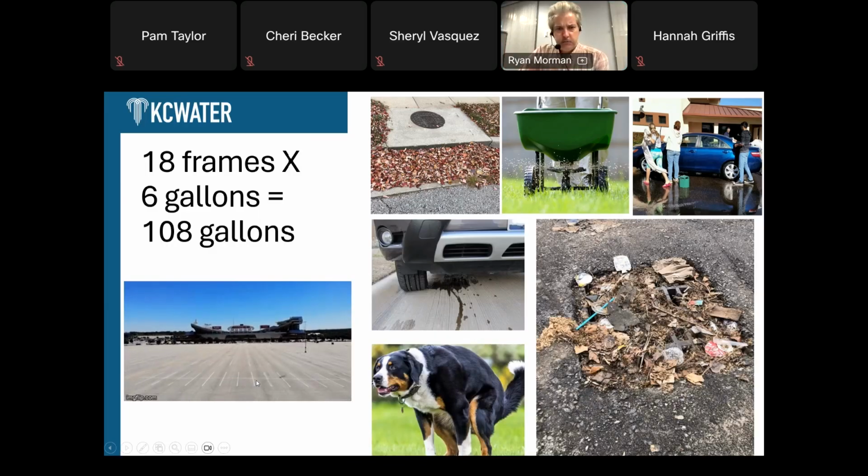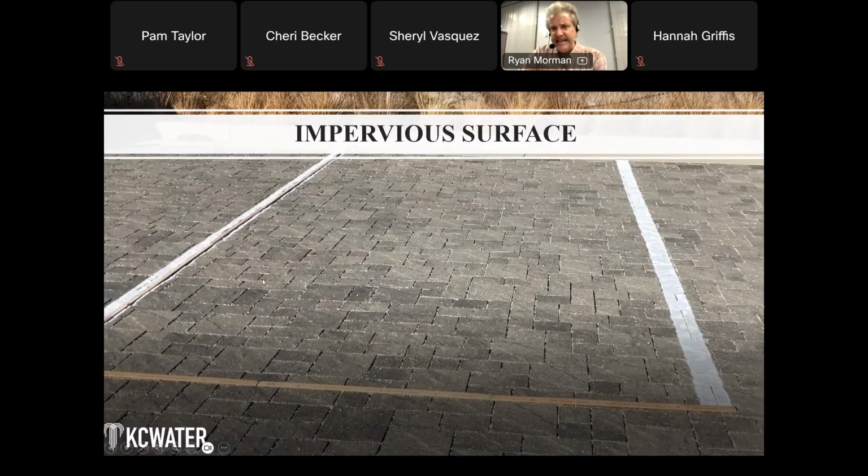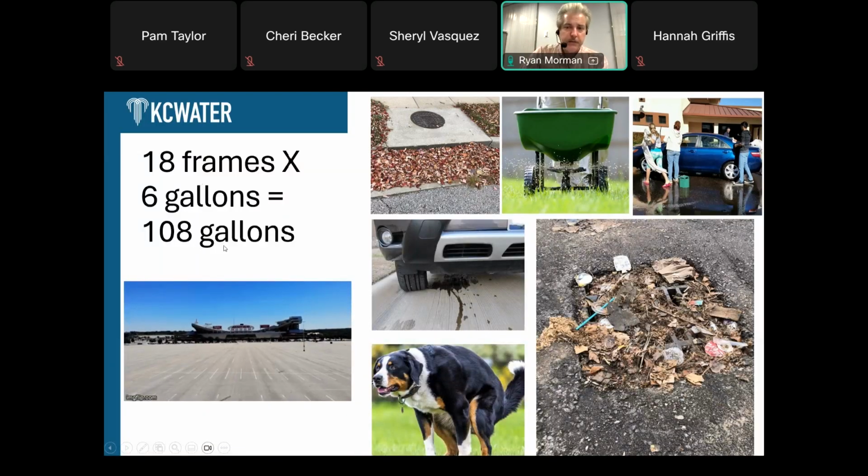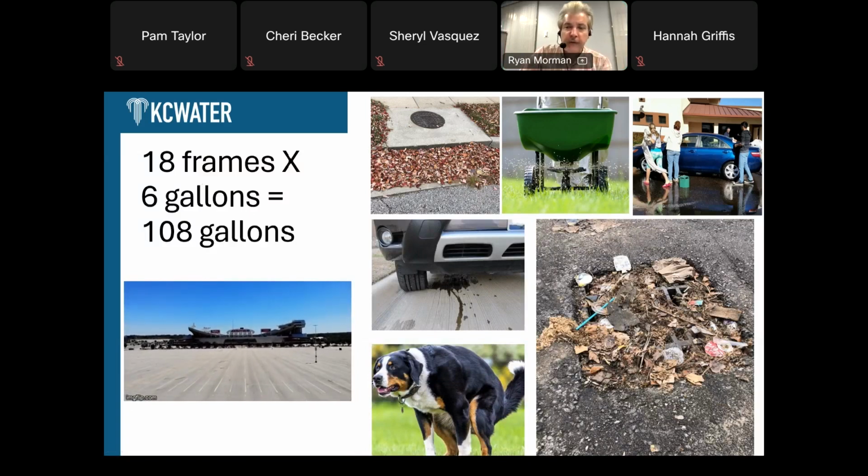Now, on average, a parking space that you see here is about 18 square yards. And an inch of rain, if you were to put an inch of rain here, it would hold 108 gallons per every parking space. And at Arrowhead and Kauffman, they have 22,000 parking spaces. And so if we were to get an inch of rain in Kansas City, the parking lot at the stadiums would create about 2.376 million gallons of water that will stay in the parking lot and then go to the nearest storm drain.